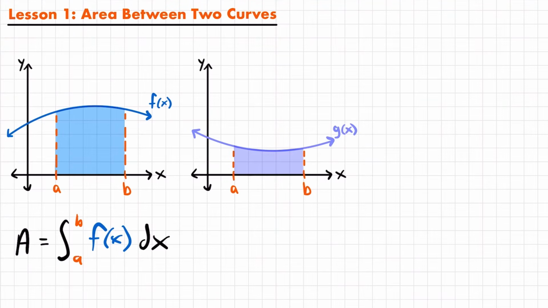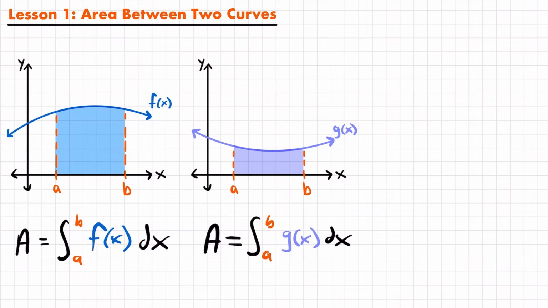And so in the same way, if we have a second function g of x, and we want to know the area under that curve or that function from a to b, we could also set up a definite integral for that region. Right? So the area in this case would be equal to the integral from a to b of g of x times dx.